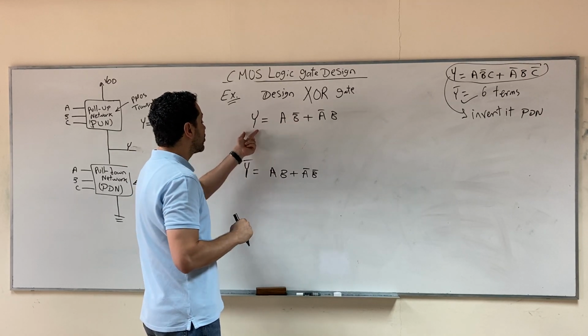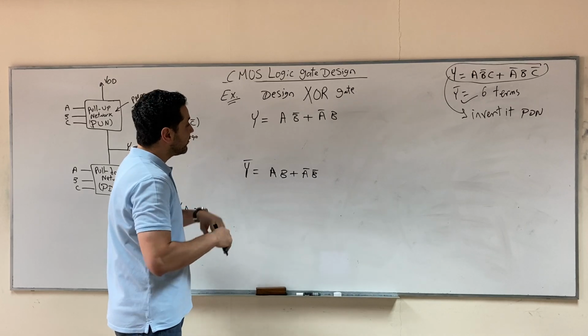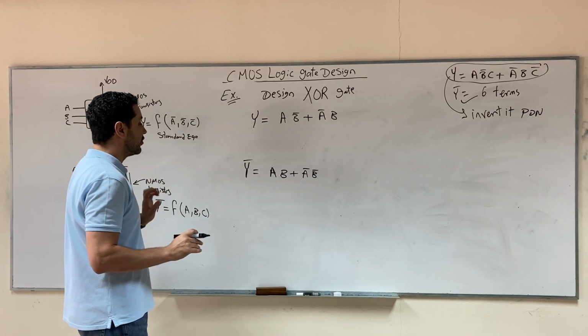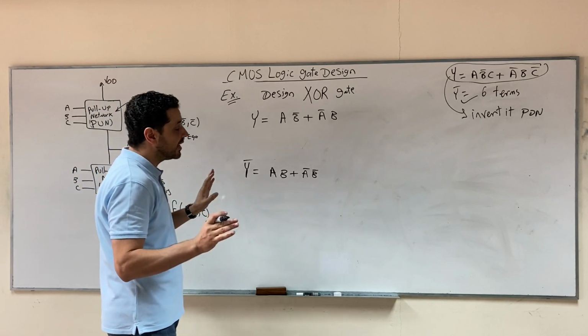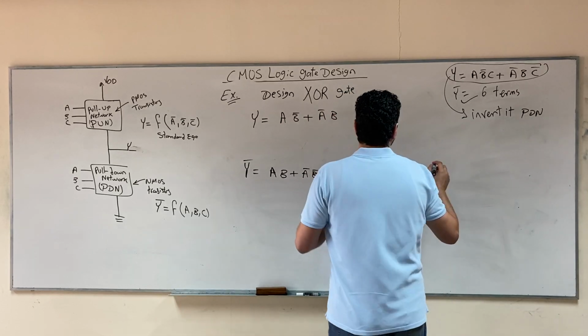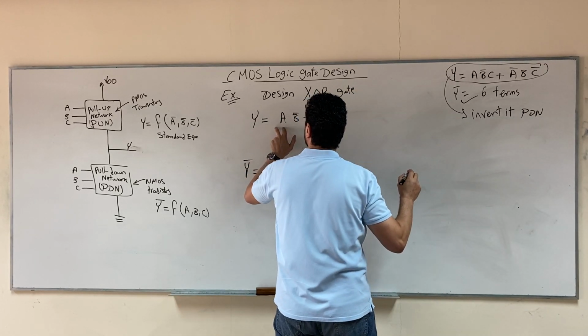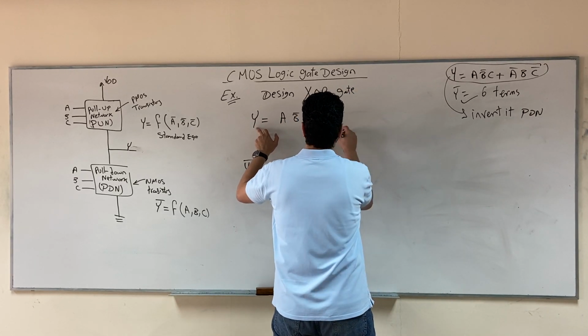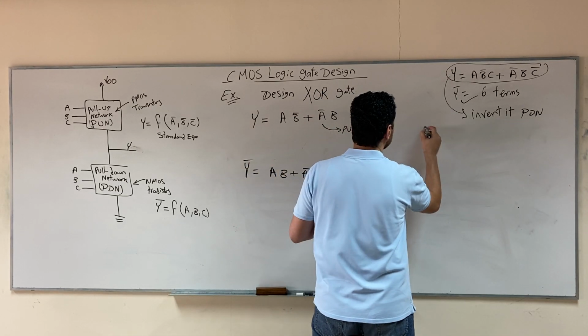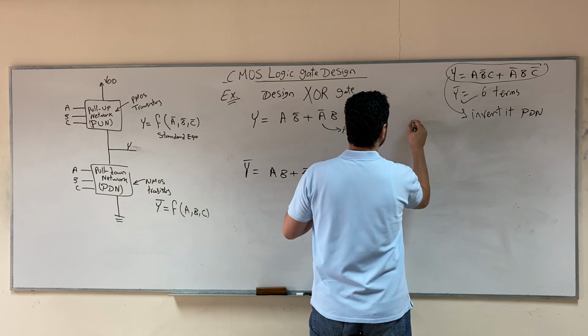We have 2 terms here for y, 2 terms for y bar. If you try to play any tricks, you will not be able to put them in the standard form. So what we'll have to do here is, you will have to implement this equation without the standard form. The output, y, this is for the pull-up network. Now let's implement the pull-up network. It says that we have 2 parallel branches. Each branch has 2 series transistors.